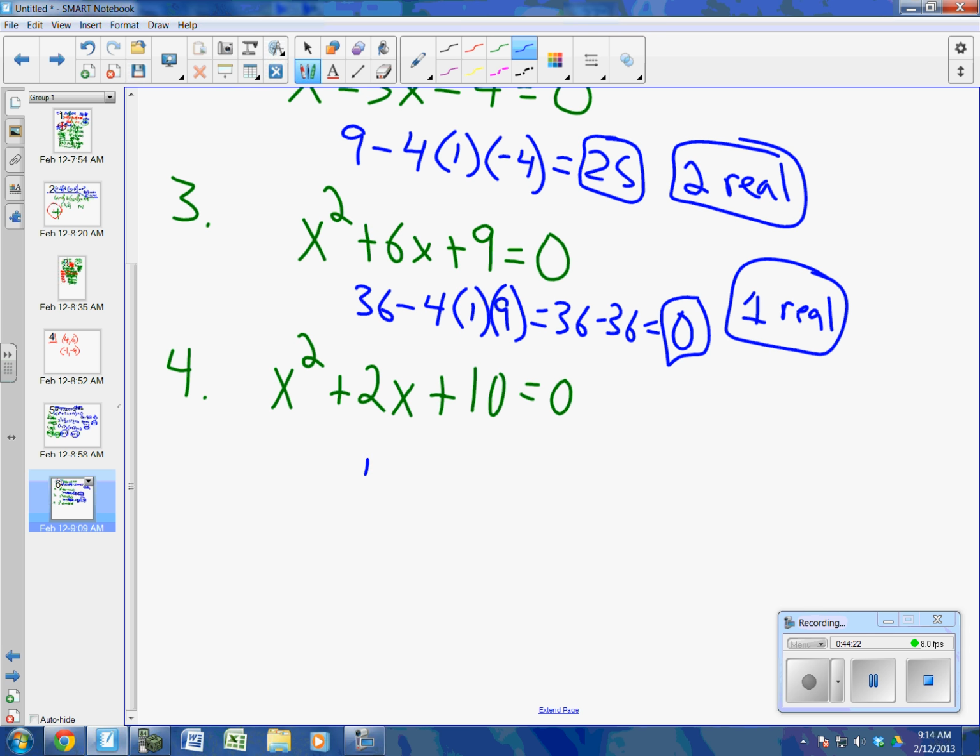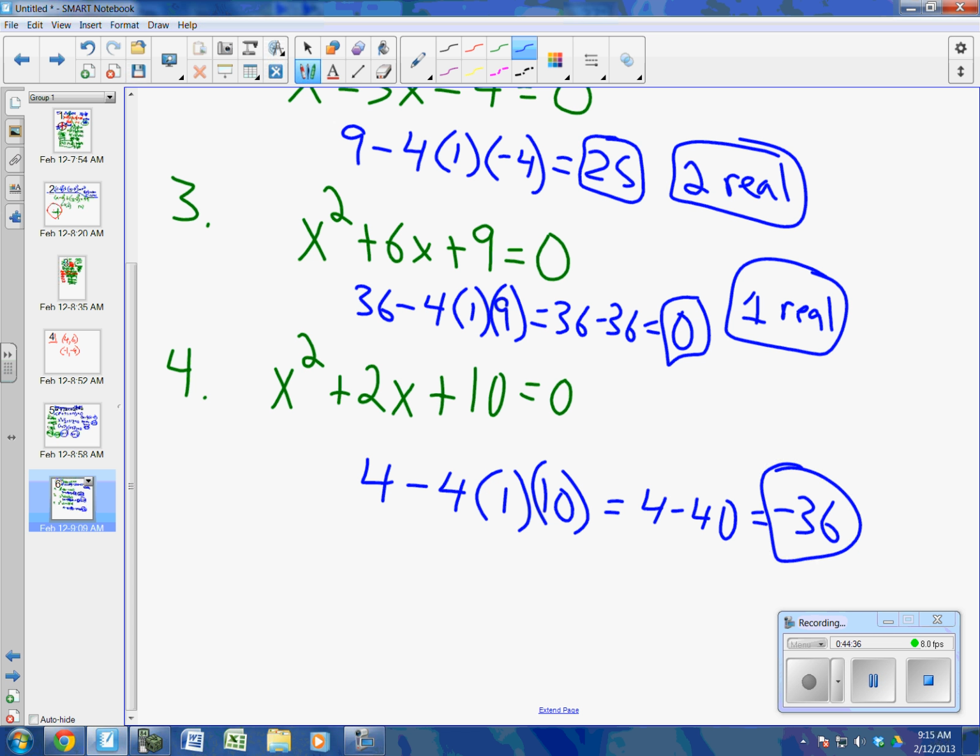And number 4. Okay, b squared is going to be 4 minus 4 times 1 times 10. Well, 4 times 1 times 10 is 40, so we're going to get 4 minus 40, which is a negative 36. So we're going to get 2 imaginary since it's negative, right?